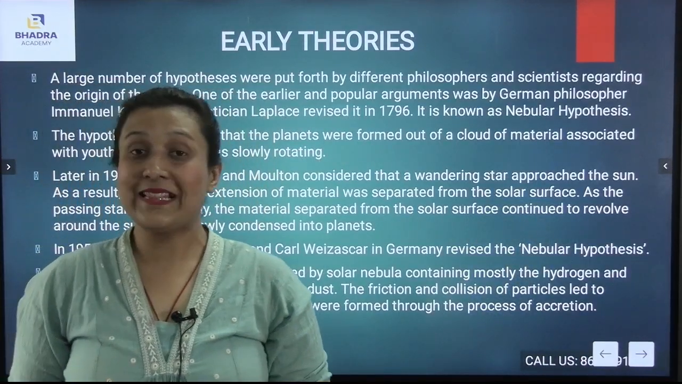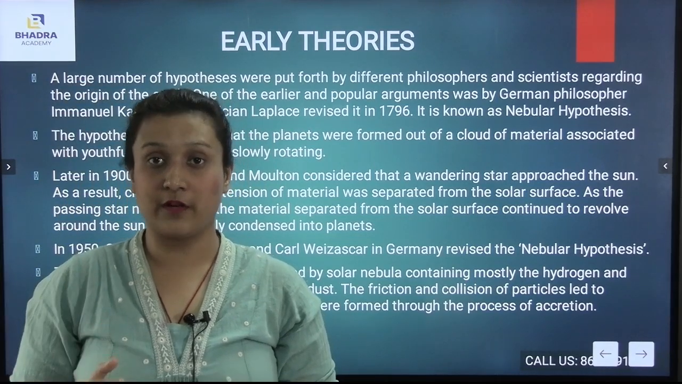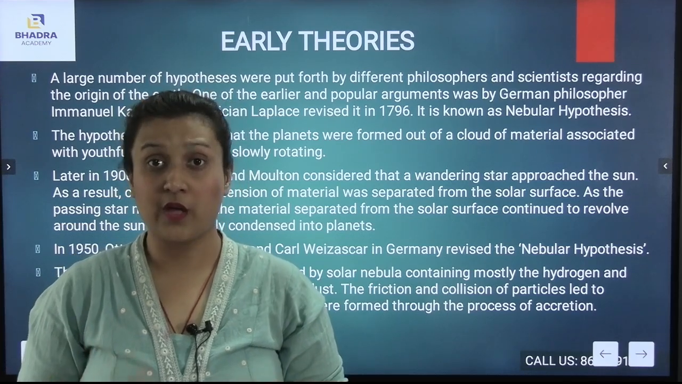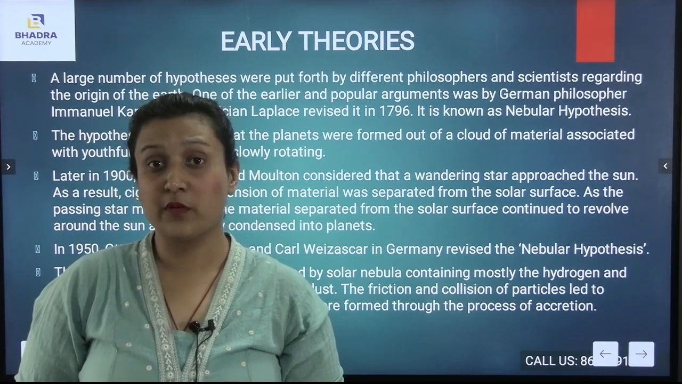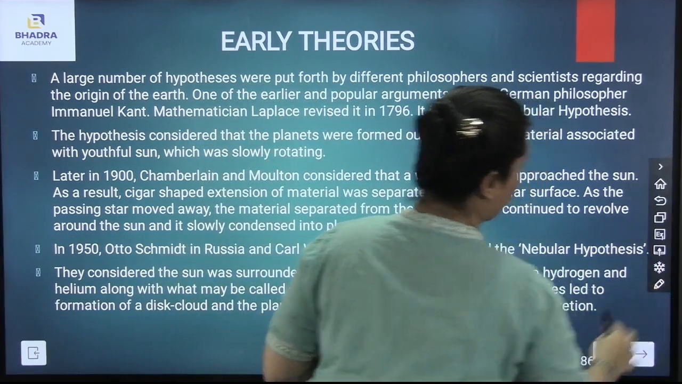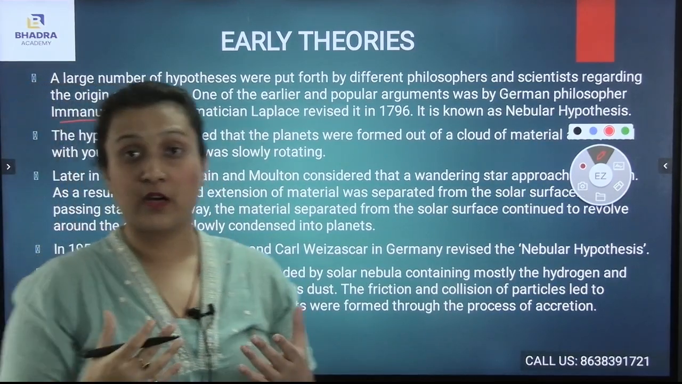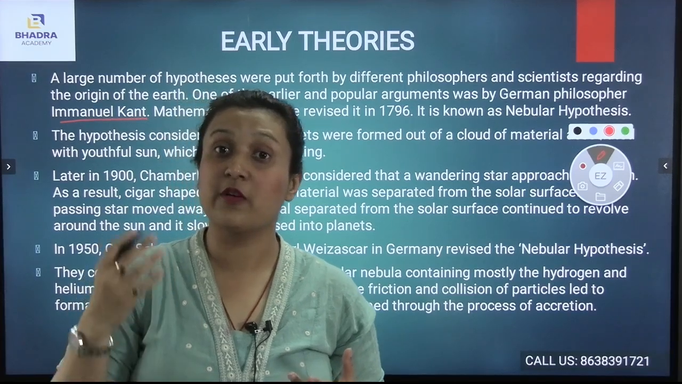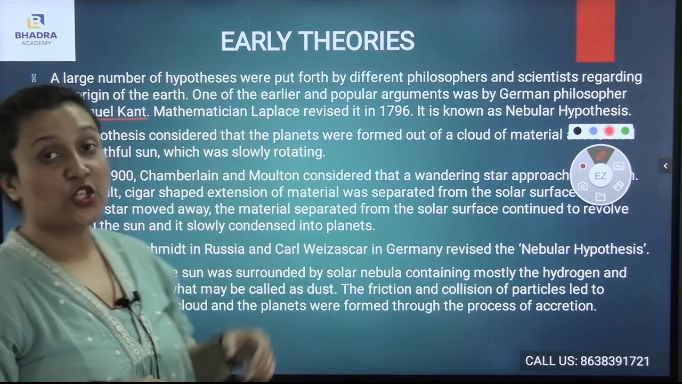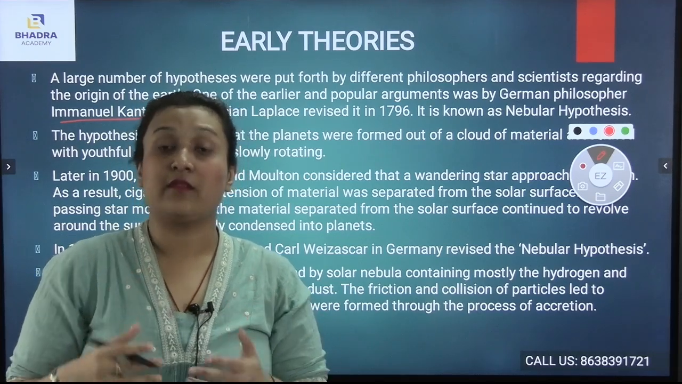Now, during that time, there were different philosophers who were giving the early theories of the earth. How our earth has been created, most of the scientists and philosophers were curious. So, as a result, the German philosopher Immanuel Kant first discovered the nebular hypothesis, but the nebular hypothesis was revised in the year 1796 by mathematician Laplace. Mathematician Laplace then again revised the nebular hypothesis.